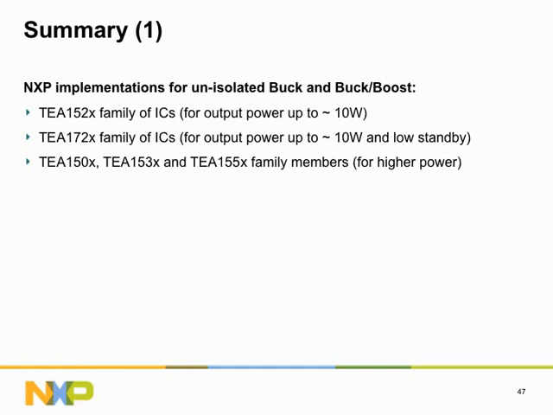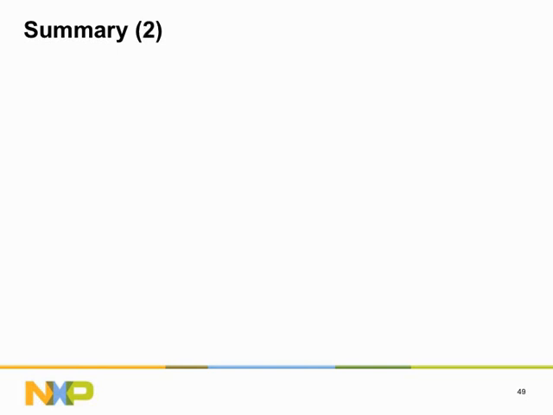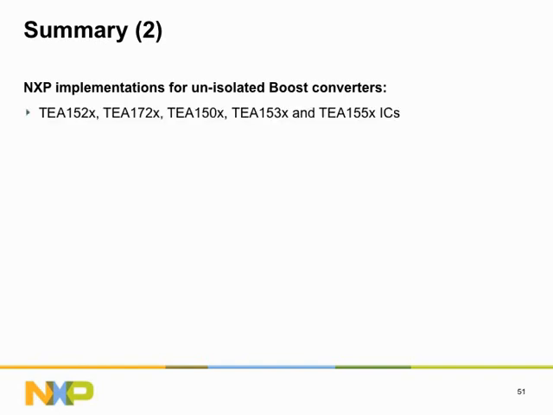TEA150X, TEA153X, and TEA155X family members need an external MOSFET power switch, but they can be used for much higher output power. A special device is the UBA3070 boundary conduction buck mode LED driver controller. This IC also needs an external primary switch, and its sophisticated operation allows the creation of very efficient LED driver applications. The other unisolated converter that we presented was the boost converter. Boost converters are less often used in power supply applications as a standalone circuit, but NXP ICs that can be used for controlling a boost converter are the same ICs as the controllers for buck and buck boost.